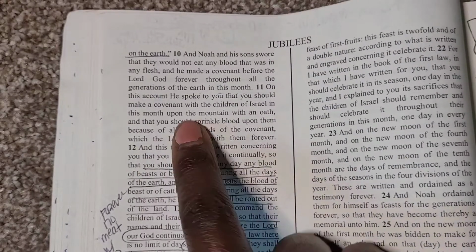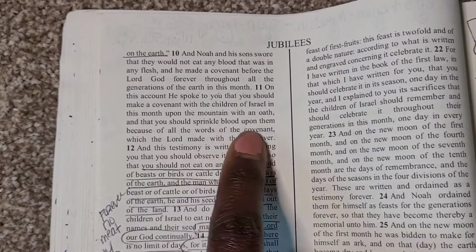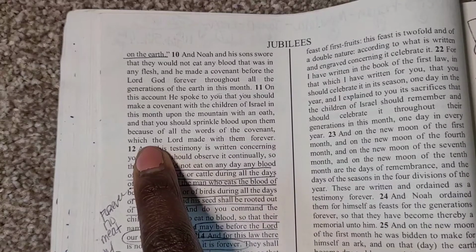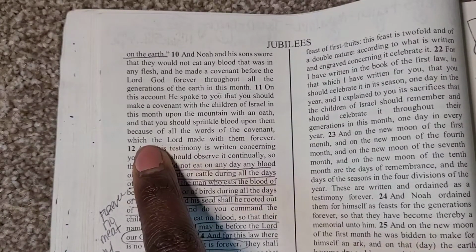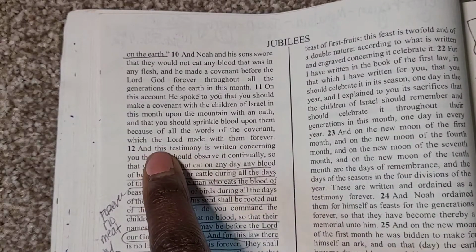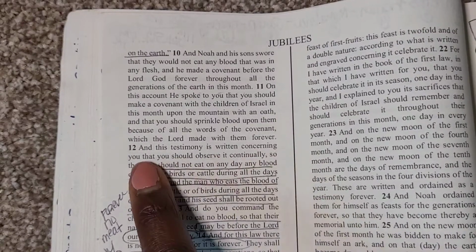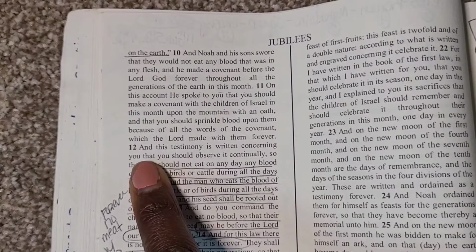So this month upon the mountain with an oath, and that you should sprinkle blood upon them. Remember, Moses sprinkled blood upon them because of all the words of the covenant which the Lord made with them forever. And it says this covenant is permanent. These covenants are permanent.